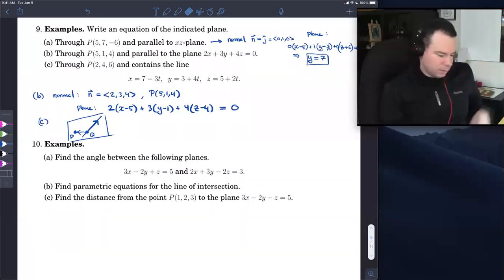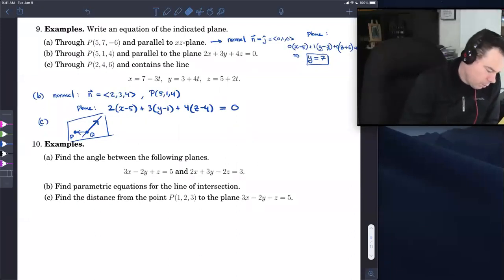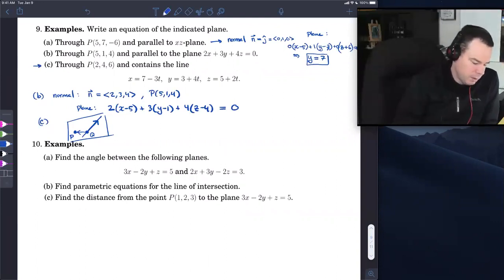So let's look at where we were at the end of last day. We were just working on example 9C, so this one here, and we wanted to find the equation of the plane that passes through the point 2, 4, 6 and contains the line which is given there. The line is given in parametric form.